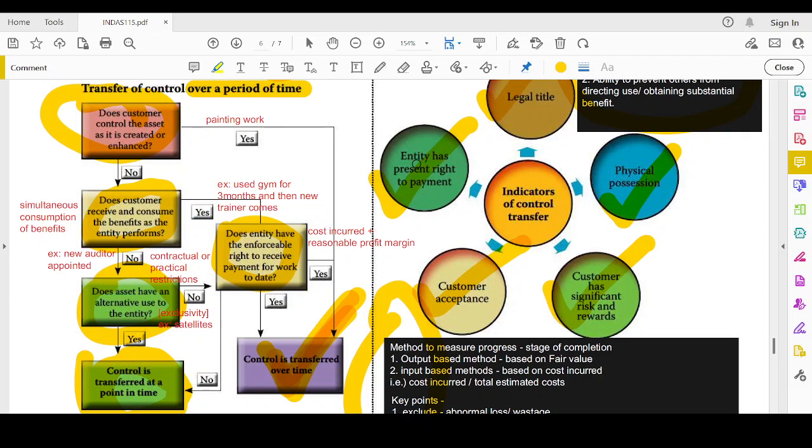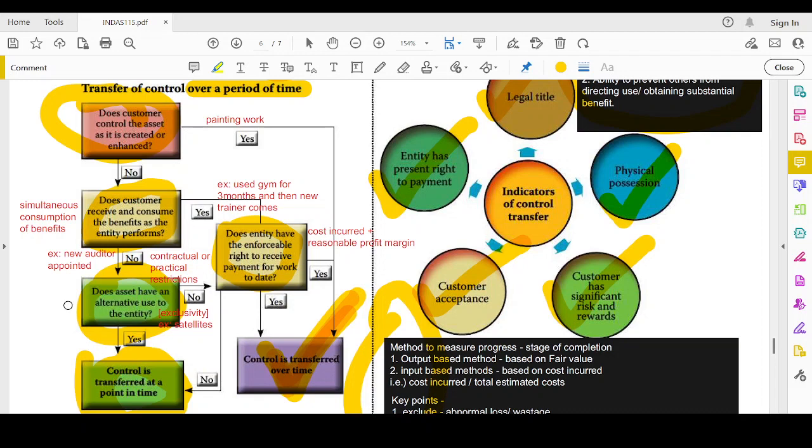Another example: I have been appointed as a faculty, and some other faculty comes after 3 months. Does he have to start right from the beginning of the concept? No. He can take from where I have left, right? That is the simultaneous consumption of benefit by the students. If this is also satisfied, then control is transferred over a period of time.